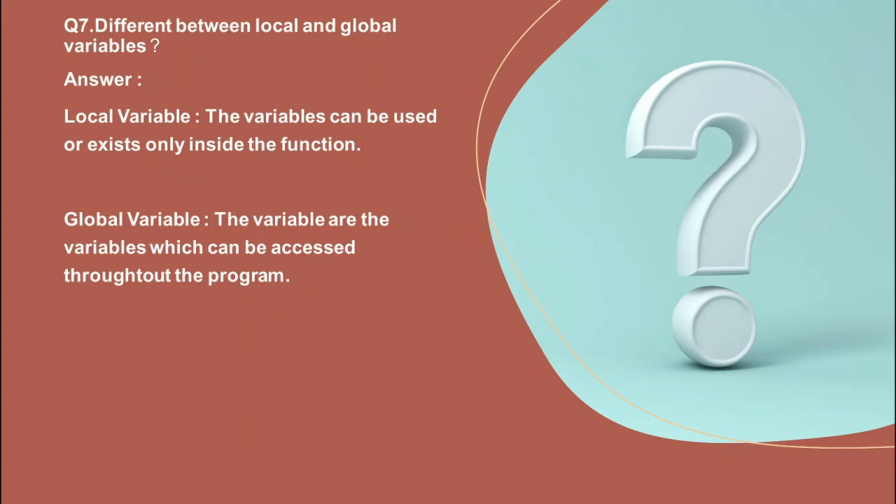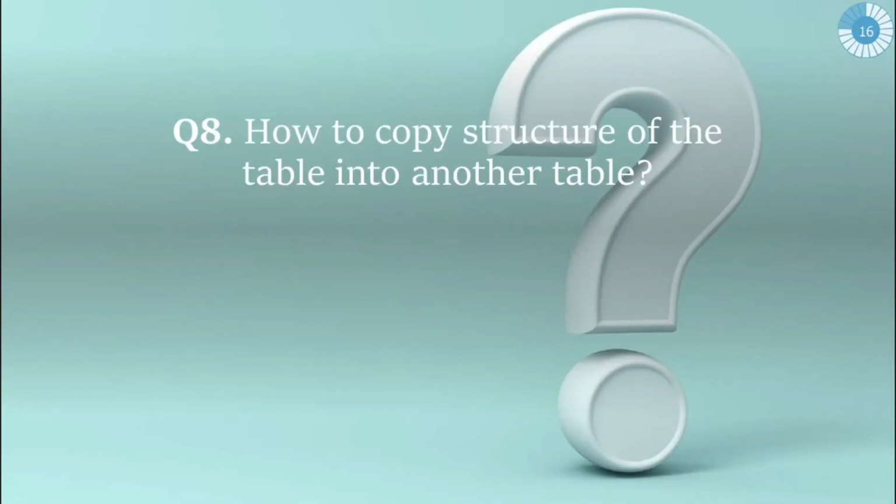Global: which can be configured at a global level and which can be used by any procedure or function. The variable can be accessed throughout the program. In your program you can access it anywhere. So this is basically a global variable. Okay, these are the definitions of local and global variables. Move to our next question.